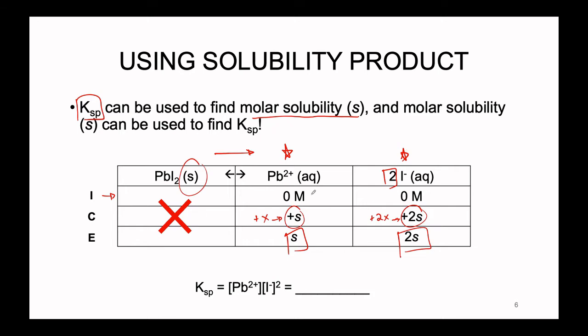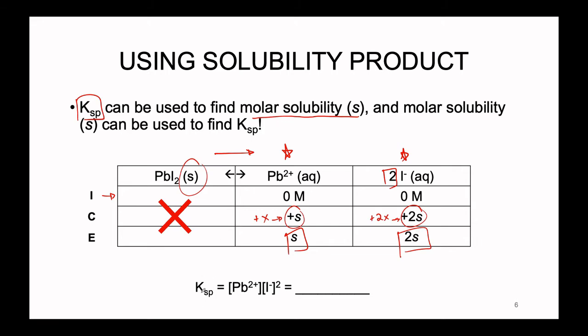So initially, there was nothing. Change, we would expect to see an addition of our product, and at equilibrium, we would have proportionally s or x in the old variable terms for our lead, and 2s or 2x for our iodide in terms of its new concentration. All right, so how we use this then to find molar solubility is in the really straightforward equilibrium expression, just like how we found x in the past.